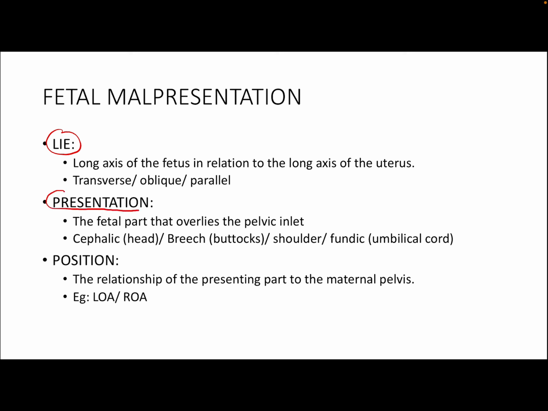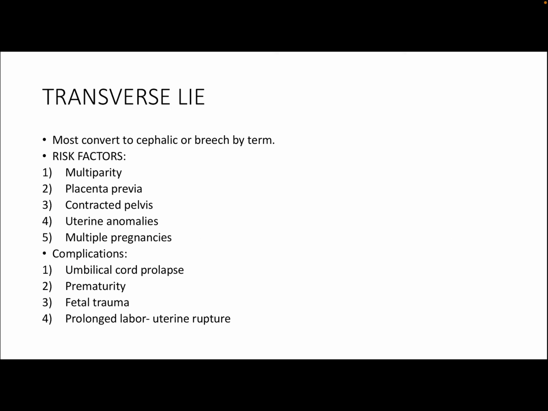Now, presentation denotes the fetal part that overlies the pelvic inlet. So that could be the head, that is a cephalic presentation. It could be the buttocks, in which case it's the breech presentation. It could be the shoulder, or it could even be the umbilical cord. In that case, it's called the fundic presentation. And position is the relationship of that presenting part to the maternal pelvis. So it could be a left occipito-anterior position, which is the most common and most favorable position for delivery. It could be right occipito-anterior, etc. So these are three important definitions before we move on to malpresentation.